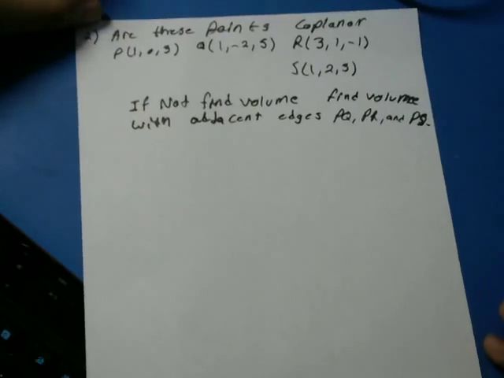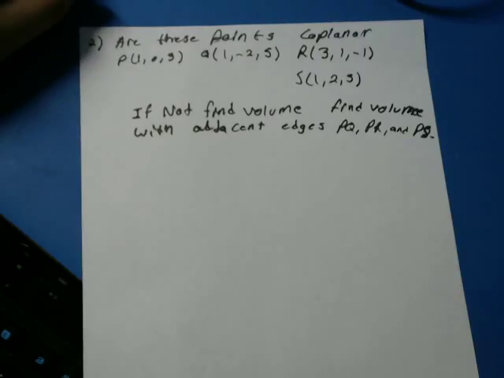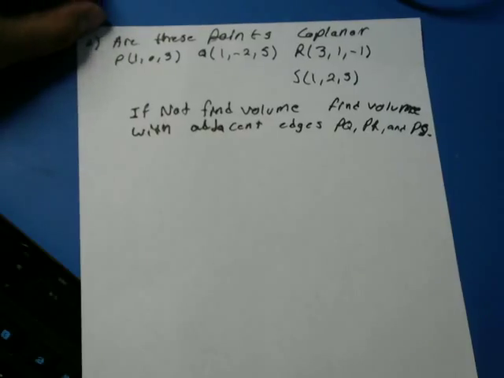So the easiest way to go about this problem is trying to find the volume given these adjacent vectors, adjacent edges, and if we do get a volume, then we know that this is a three-dimensional object, and thus it has no points that are coplanar, or else it would be a two-dimensional figure, not a three-dimensional one. Right. So let's go about finding the volume of this three-dimensional object.